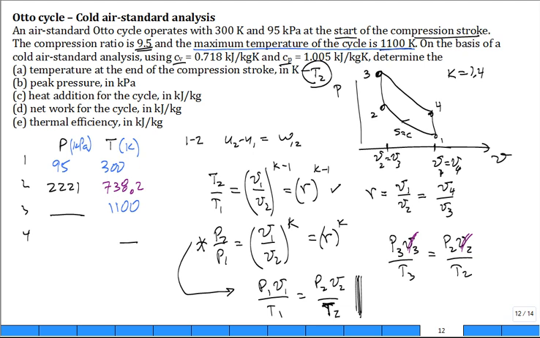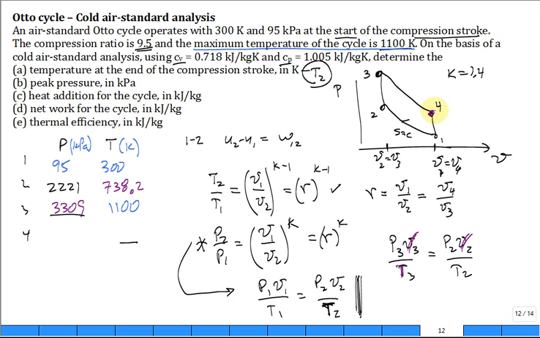They can change it up a little bit, but often they tell you the maximum temperature. So otherwise, you don't have one equation with one unknown. You'd have to do a little more work. But there you go. So we get a pressure of 3309. How do we go to get 4?